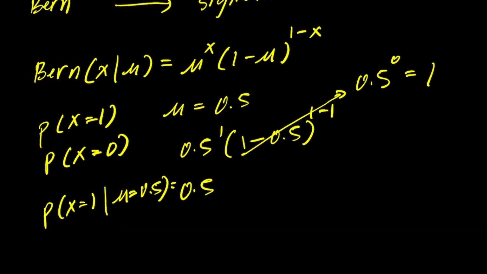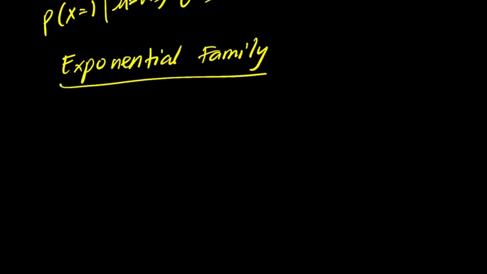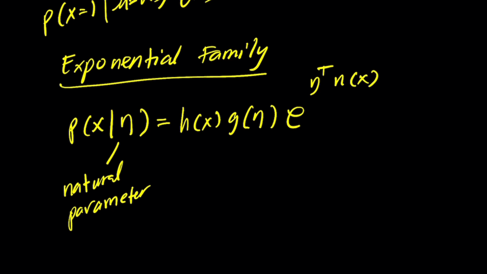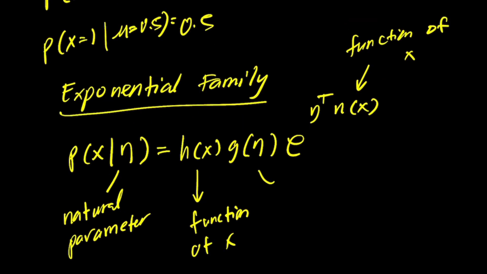Now the Bernoulli probability function belongs to a family of probability functions called the exponential family. The exponential family of probability functions has this general form: p of x given some parameter, called the natural parameter, is equal to h of x times g of the natural parameter times e to the natural parameter times n of x. This is the general form, where h of x is some function of x, n of x is also some function of x, and g of the natural parameter is some function of the natural parameter.